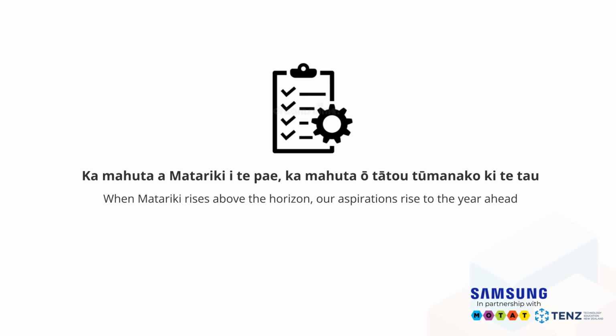Our whakatauki for this session: Ka mahuta a Matariki i te pai, ka mahuta ō tātou tō makanako ki te tau. When Matariki rises above the horizon, our aspirations rise to the year ahead. Speaking about the aspirations for the year ahead, making plans and setting goals.